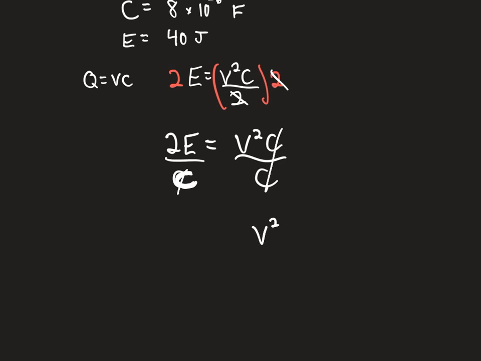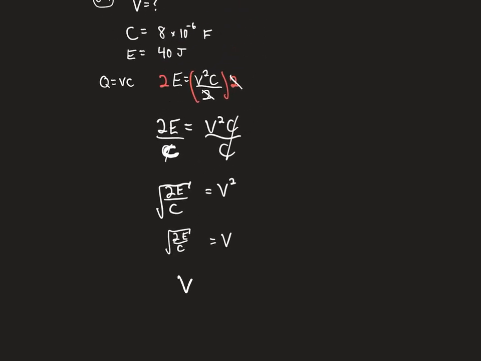And I get V squared equals 2 times E divided by C. What do I do now? Take the square root. V equals the square root of 2E over C.